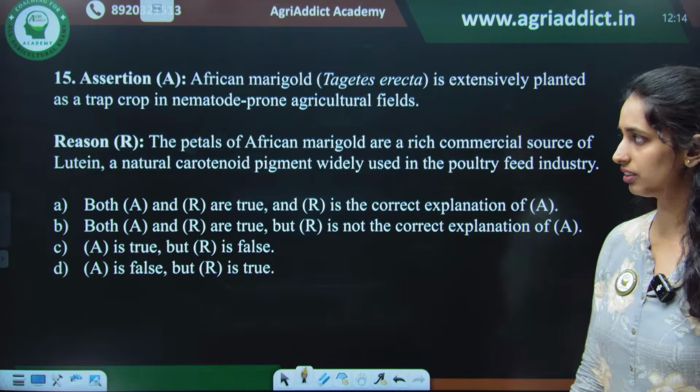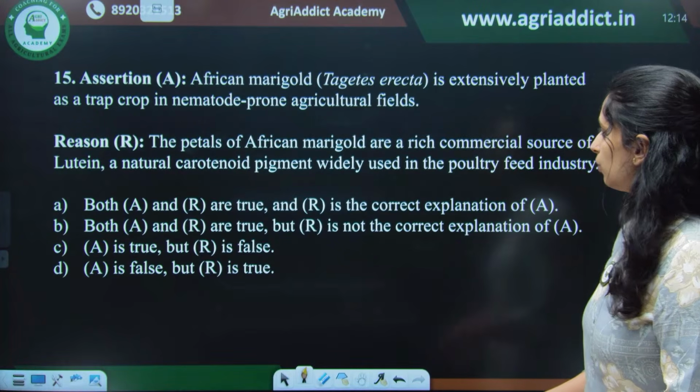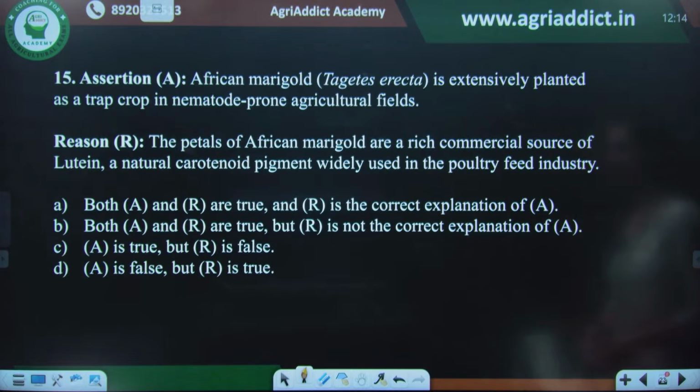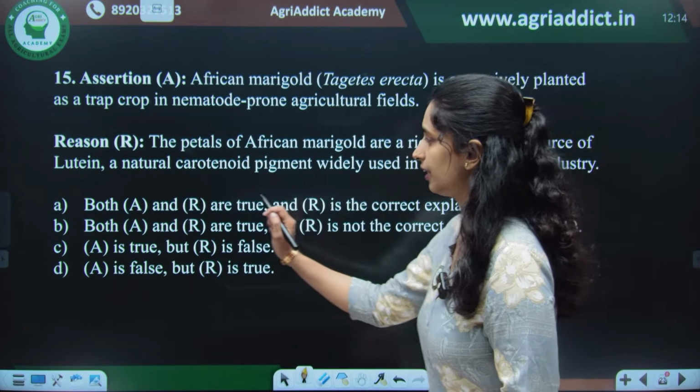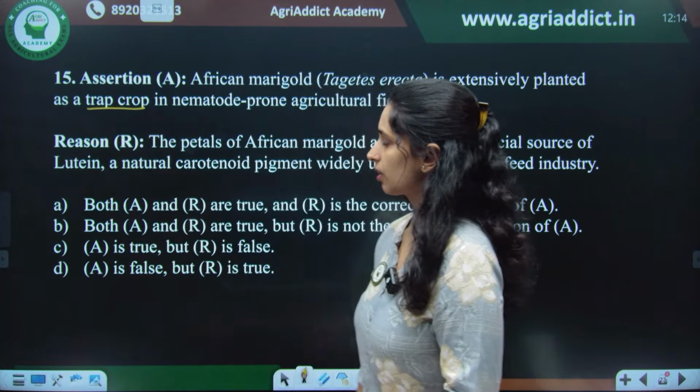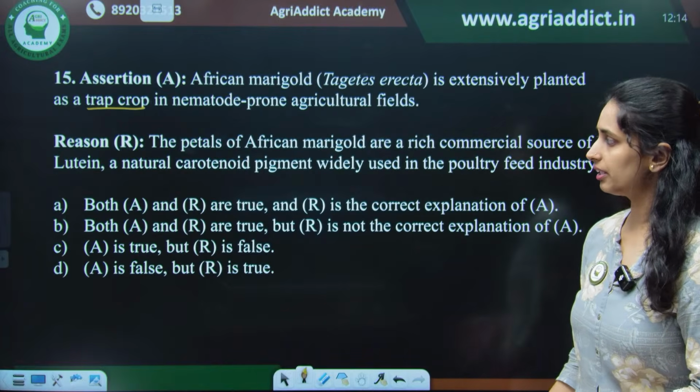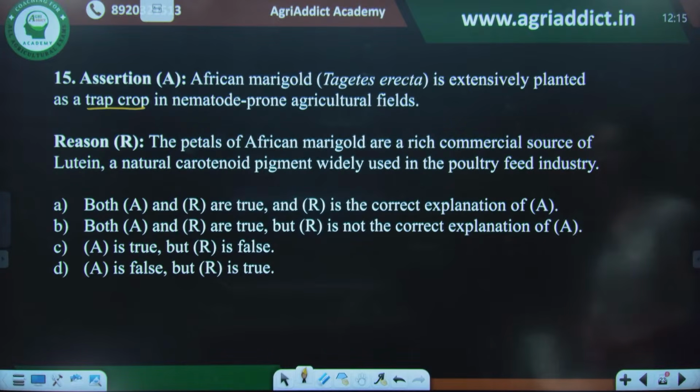Next question, assertion reason. African marigold, Tagetes erecta, is extensively planted as a trap crop in nematode-prone agriculture fields. It's a trap crop. Reason: the petals of African marigold are a rich commercial source of lutein, a natural carotenoid pigment widely used in the poultry feed industry.